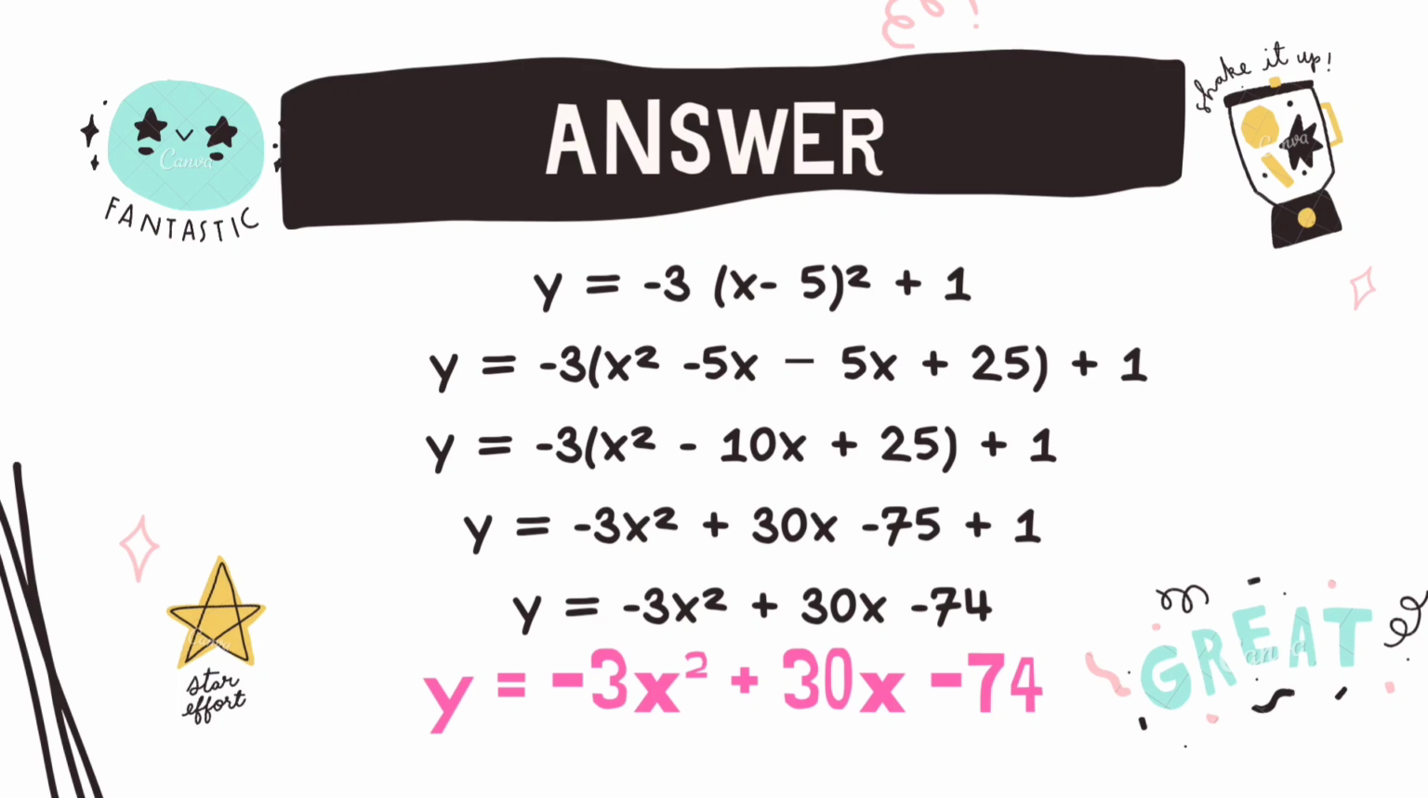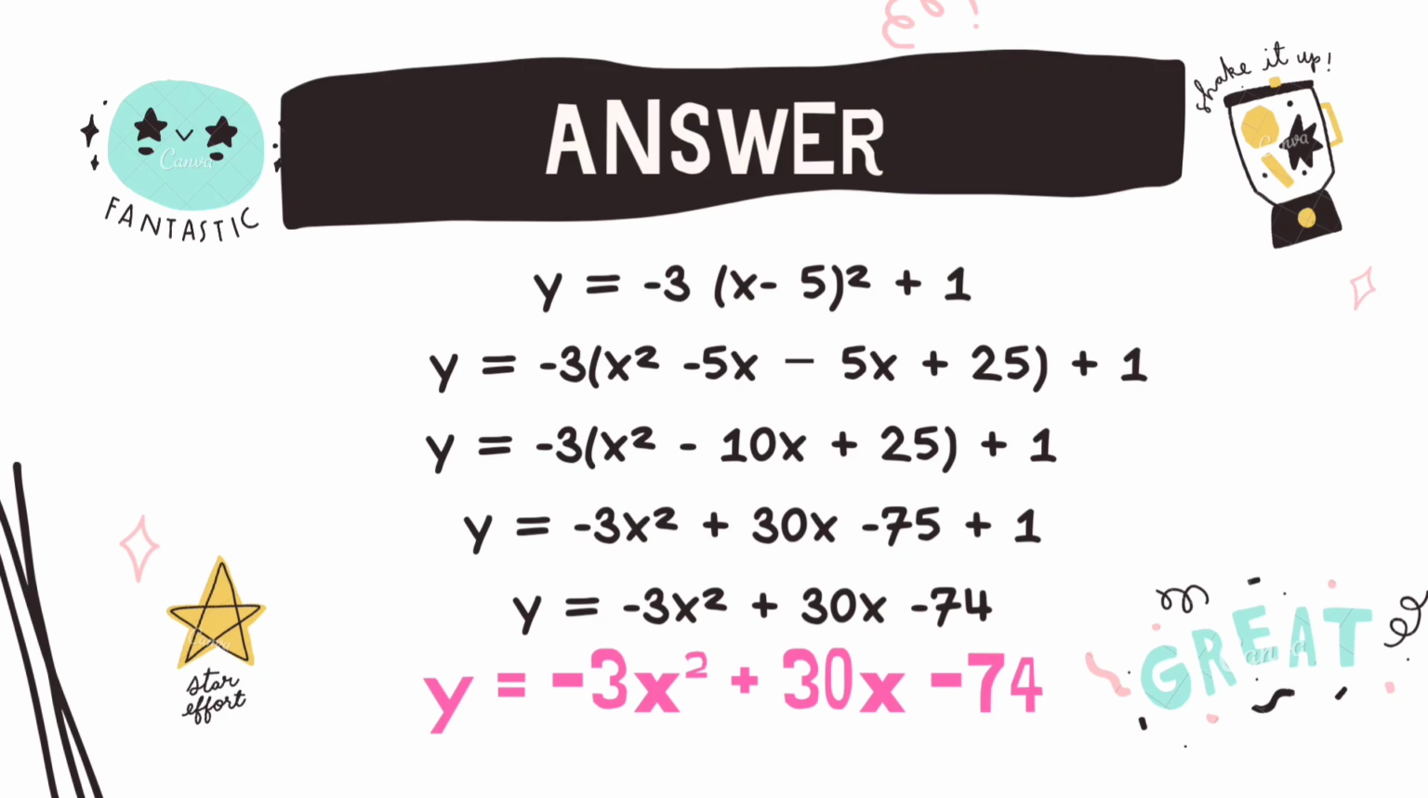Simplifying the equation inside the parentheses, we will have y equals negative 3 times x squared minus 10x plus 25 plus 1. Applying the distributive property of multiplication, we will have y equals negative 3x squared because we will distribute negative 3 by multiplying it with x squared minus 10x plus 25. So we have negative 3 times x squared, that is negative 3x squared. Negative 3 times negative 10x, that is positive 30x. Negative 3 times positive 25, that is negative 75. So we have y equals negative 3x squared plus 30x minus 75 plus 1.